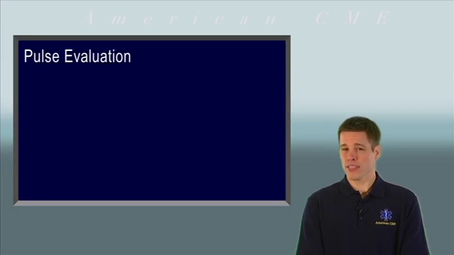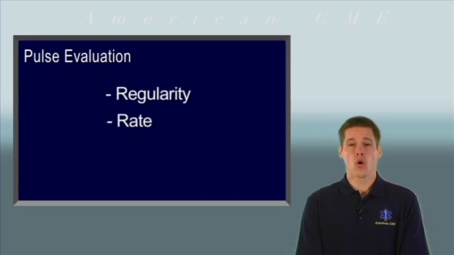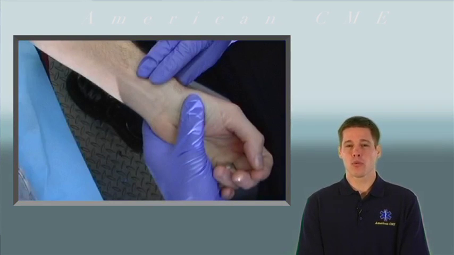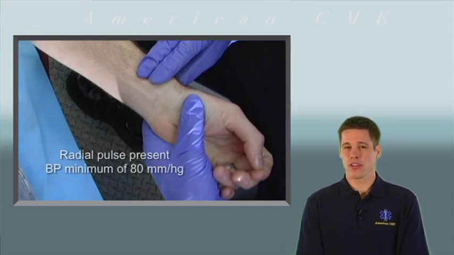While assessing for the presence of a pulse, the care provider should also consider whether or not the pulse is regular or irregular, fast or slow, or whether it is strong or weak. When checking for a pulse, first palpate the radial pulse at the patient's wrist. If a radial pulse is felt, the patient's systolic blood pressure is more than likely at a minimum of 80 millimeters of mercury.